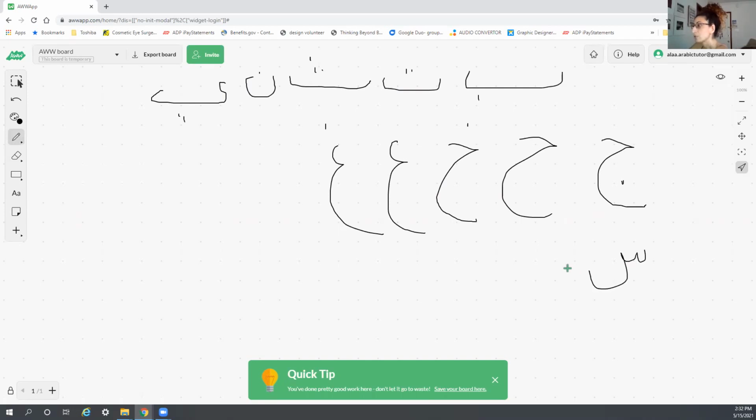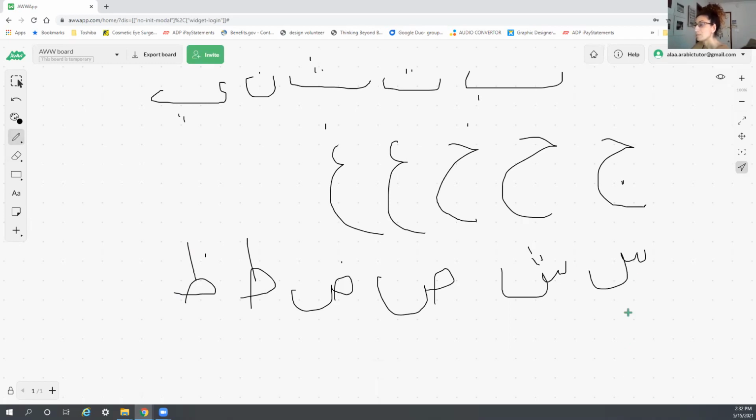Sin, sheen, sad, dad, ta, dha. I put these in one group as well. What comes next? Sin, shin, sad, dad, ta, dha, and then we put fa, qaf together. Oh wait, we skipped dal, thal. Oh my gosh. Okay, so fa, qaf together.